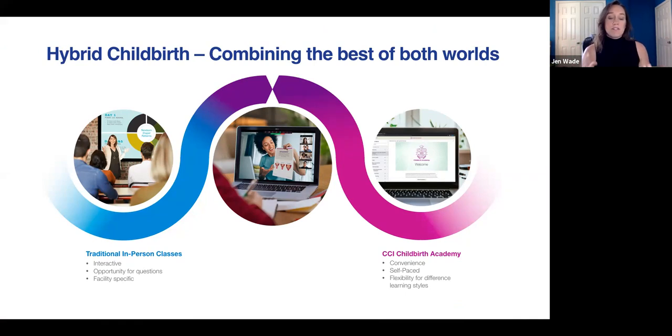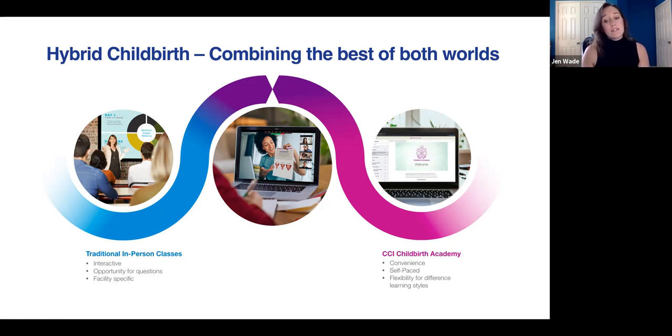The benefits to in-person is it's interactive. You have opportunity for questions, dialogue, group discussion, or maybe personalized discussion, depending on how many couples there are. And it's facility specific. So you get to be very specific with your facility, with what you offer, your location, your demographic. Whereas with the academy, it's very basic 101 childbirth education. So there's a lot of benefits of what you get to do in person.